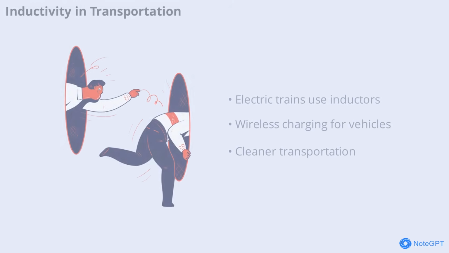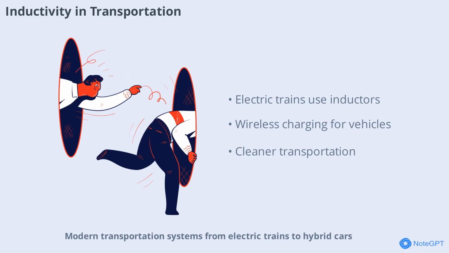Modern transportation systems, from electric trains to hybrid cars, depend on inductivity. Electric motors, charging systems, and even some braking systems use inductors to control and manage power. Inductive charging is being developed for buses and trains, allowing them to recharge wirelessly at stops. This technology is making transportation cleaner, more efficient, and more convenient for everyone.